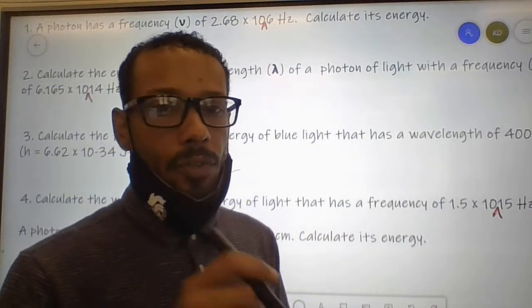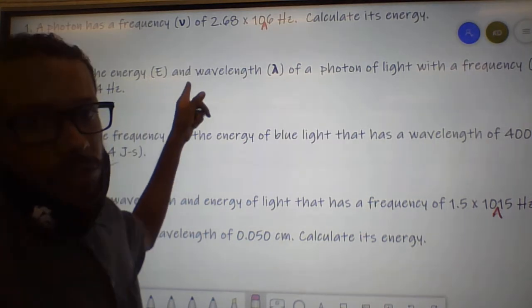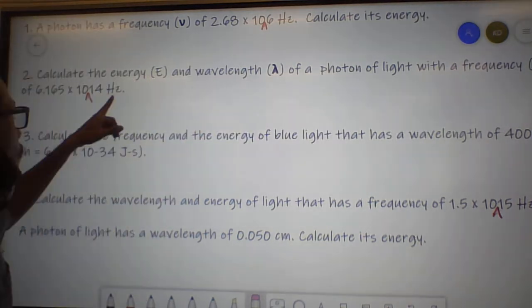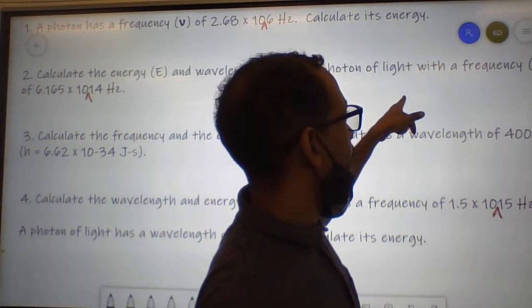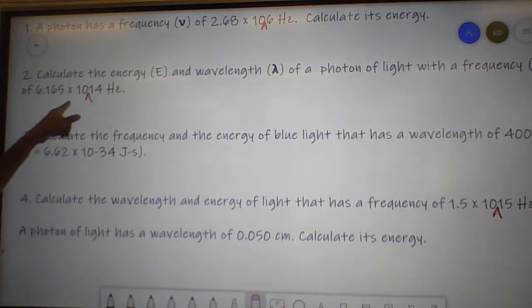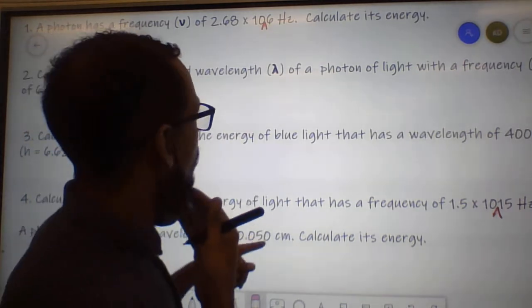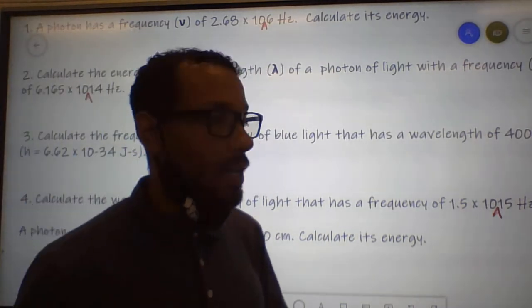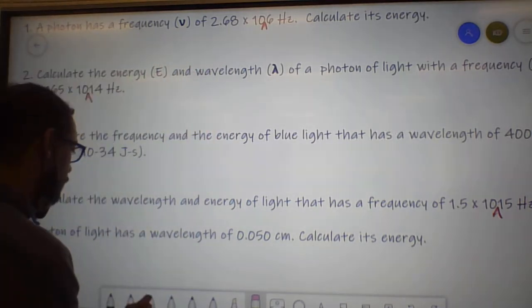All right, good morning. Today we're going to take a look at calculating energy and wavelength. In this one, they're asking us to calculate the energy and wavelength of a photon of light with a frequency of 6.165 times 10 to the 14th hertz. We'll be using Planck's constant, and we'll also be using the speed of light. We're going to start with the energy part first.